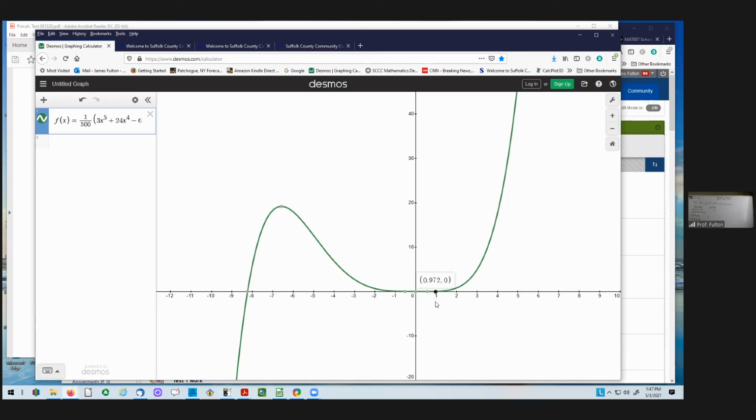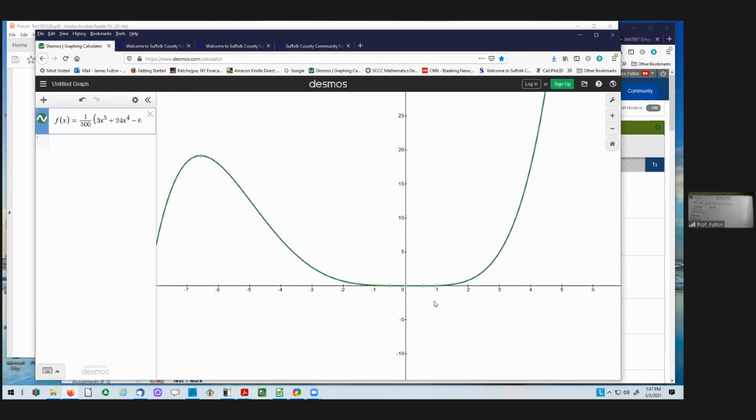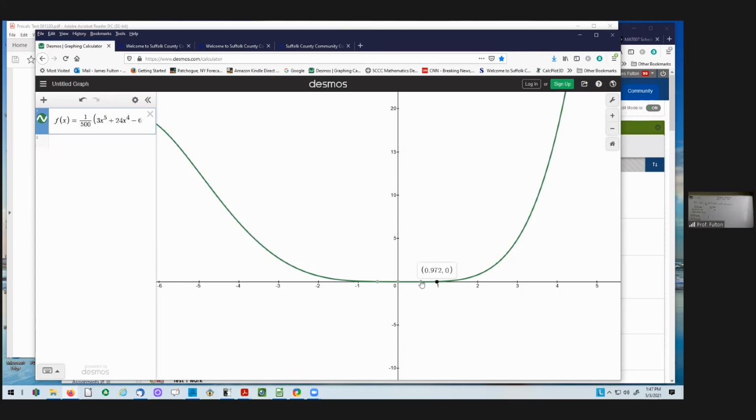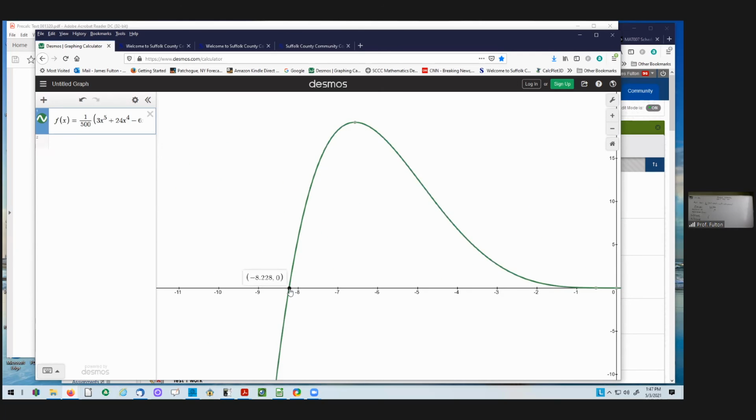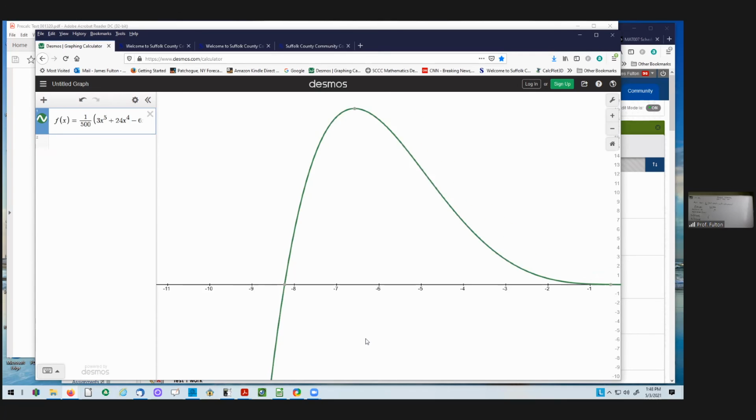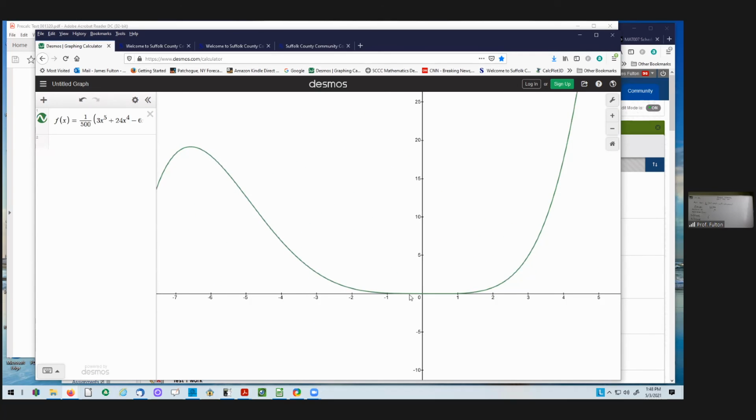So this one looks more like 0.972. These are all estimates. 0.571, minus 0.516. And we have this other one, minus 8.228. So we have 1, and you see 2, 3, 4, 5. It has, in this case, 5 real zeros.